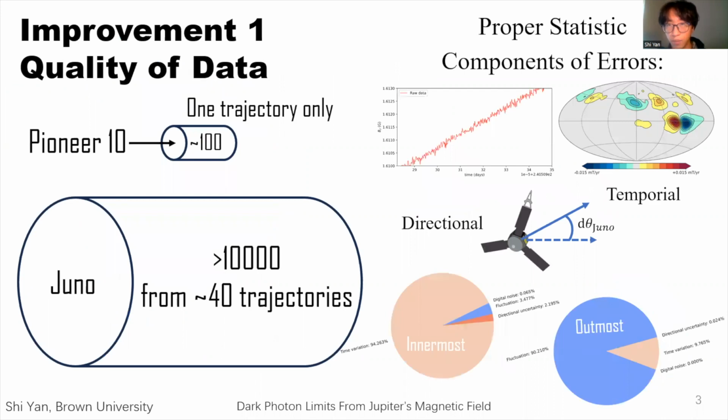Our work has many improvements compared to previous works. The first is our quality of data. The work before just used Pioneer 10, so they only had hundreds of data points because Pioneer just passed by Jupiter. However, if we use the Juno detector, we will have tens of thousands of data points. With this huge amount of data, we can do some detailed statistics considering the errors like the fluctuation or the time variation.